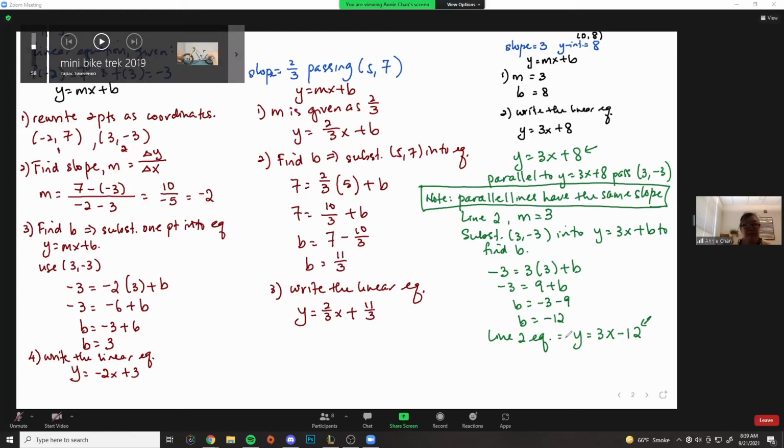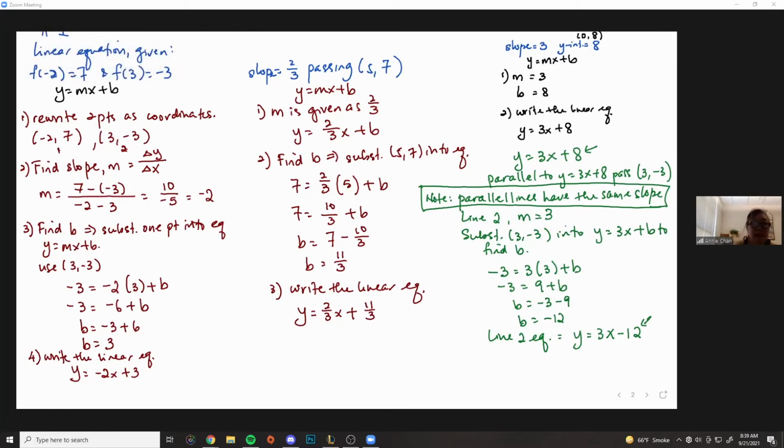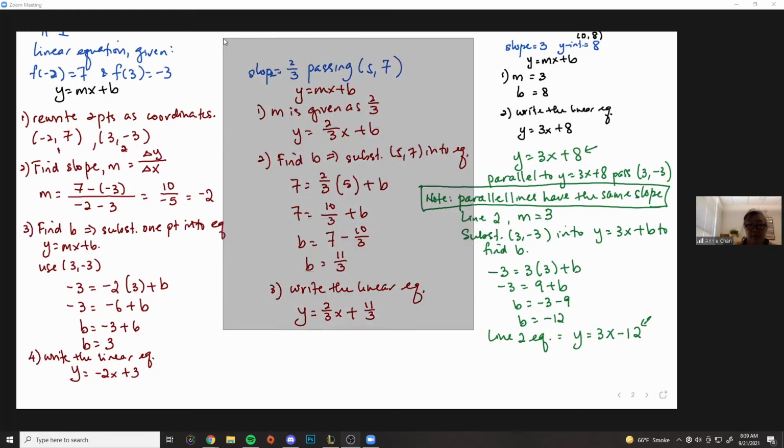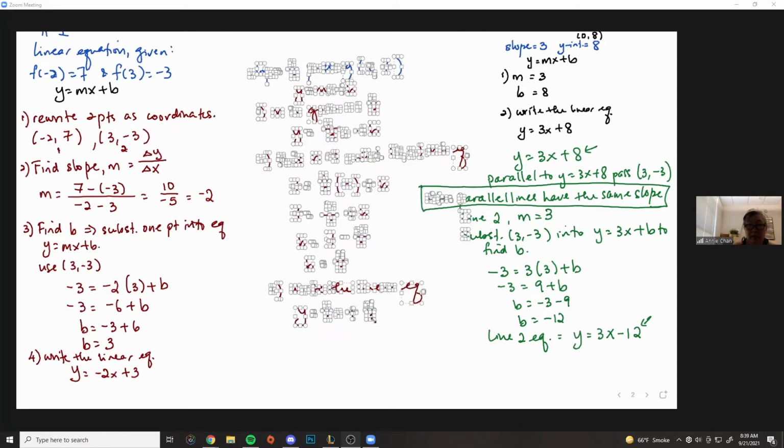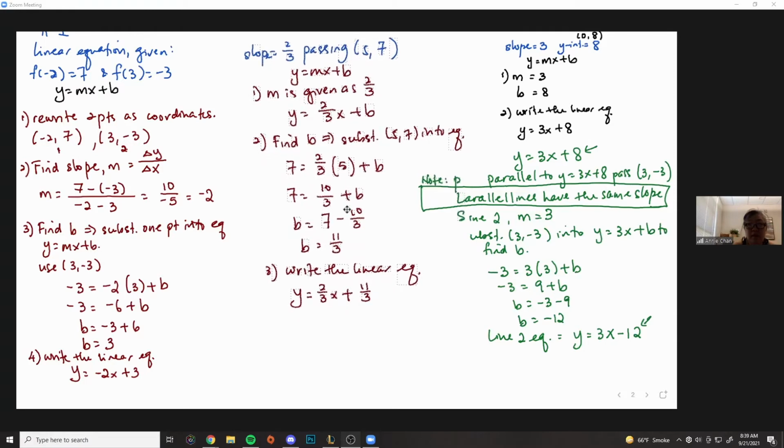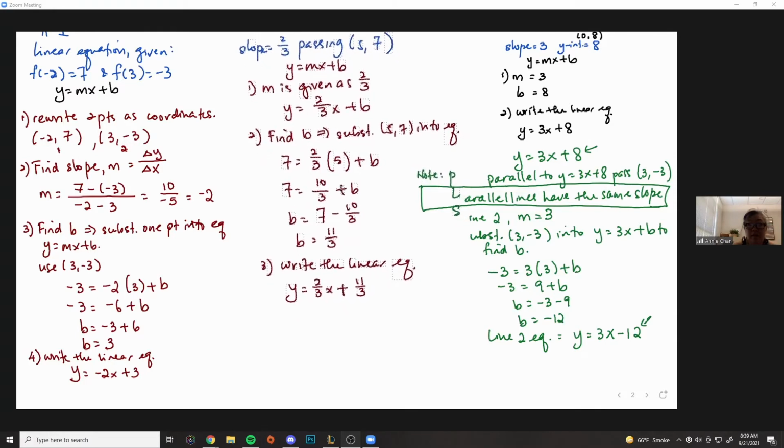Cool. I'm running out of space. I need space. Hang on. Let me make space. Oh, this is going to be so messy. Sorry about this, guys. But I want it all in one page for you.